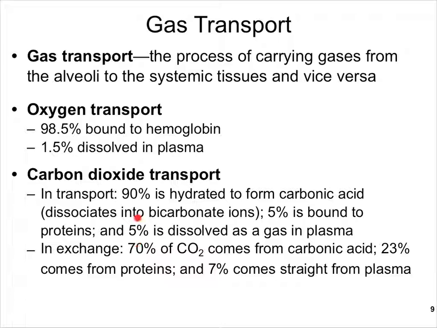About 5% of carbon dioxide is just dissolved as a gas in the plasma. That's a lot more than oxygen, but then again, CO2 is about 20 times as soluble as oxygen. And about 5% is transferred bound to proteins. Some of these proteins are just blood proteins sitting around that it's reacted with, and some of them are actually going to be hemoglobin. We'll talk about the consequences of that in just a second.